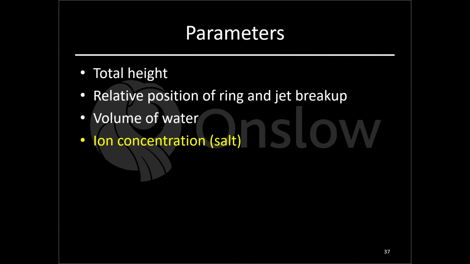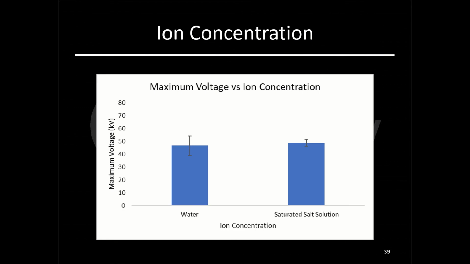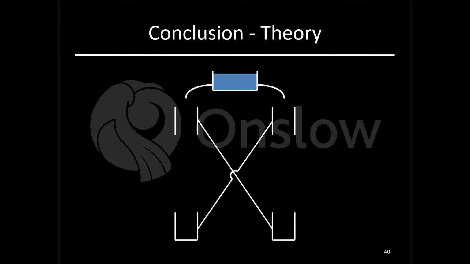Finally is ion concentration. I predicted that increasing the ion concentration will make the maximum voltage stay the same, because water already has a large number of ions, so adding more available ions doesn't increase the maximum voltage. We can see that this is true.